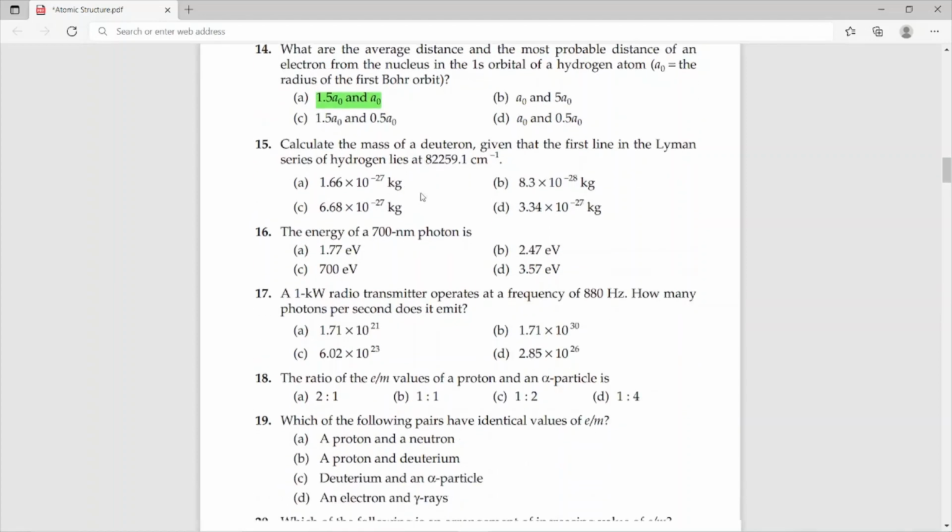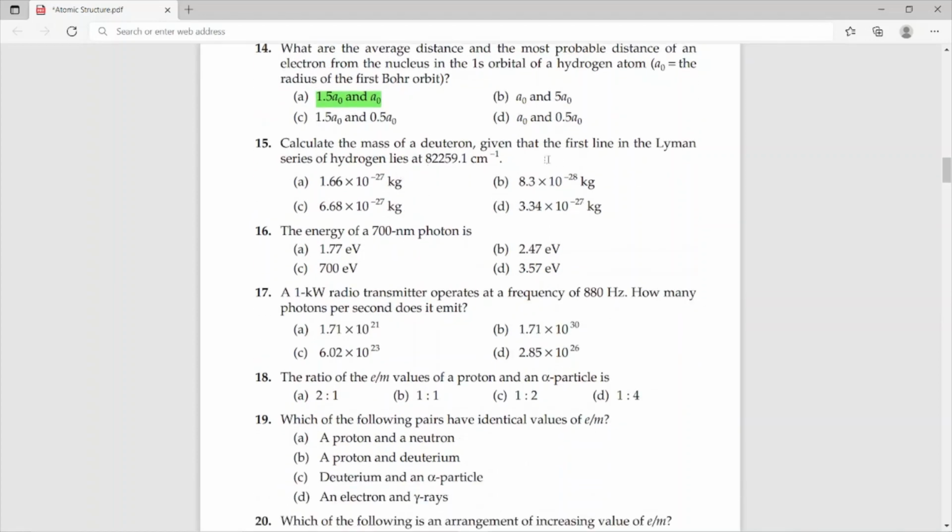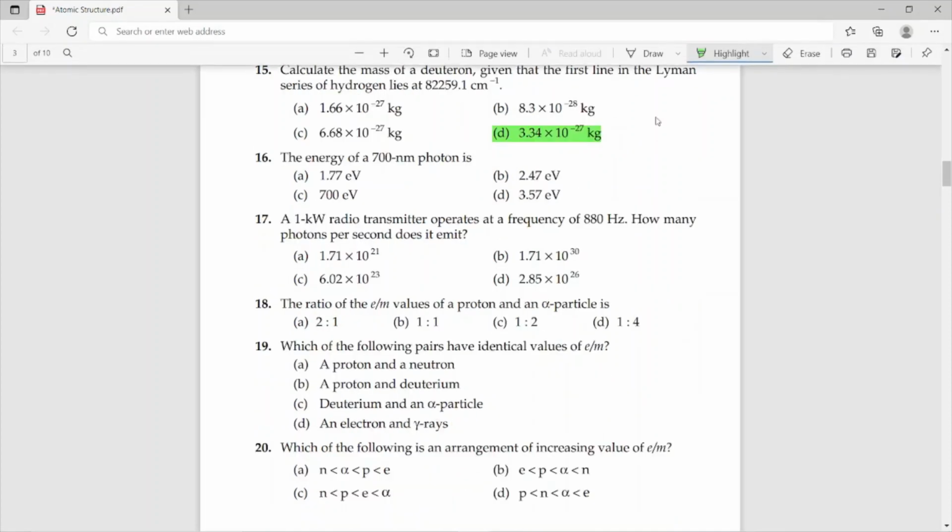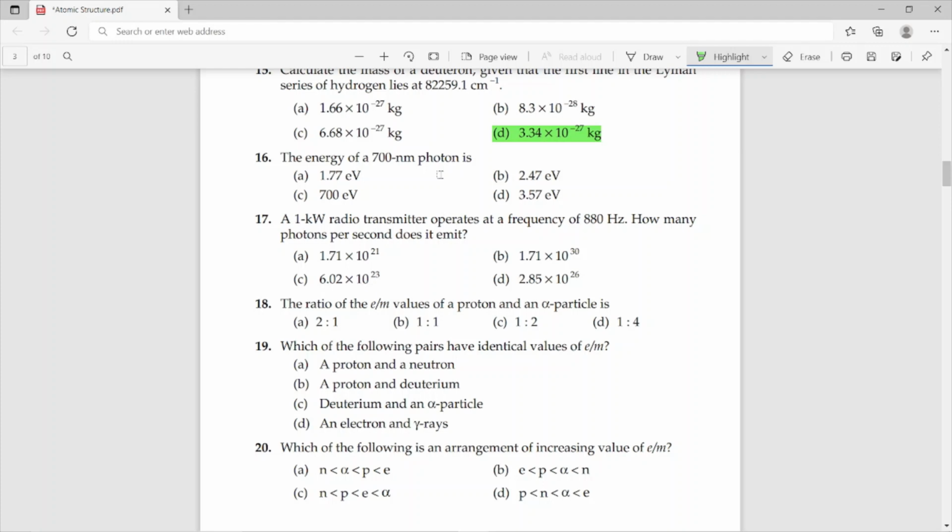For the 15th, calculate the mass of deuterium given that the first line of the Lyman series of hydrogen lies at 82,259.1 centimeter inverse. So what should be the mass of the deuterium? The right answer for this one is option D, 3.34 into 10 to the power minus 27 kilogram. Next is: the energy of a 700 nanometer photon is, the right answer is option A, 1.77 electron volt.